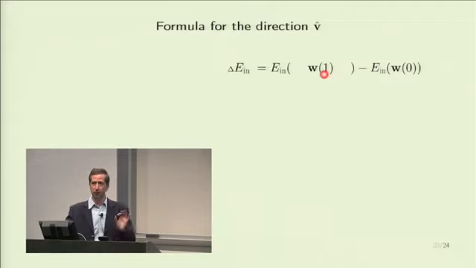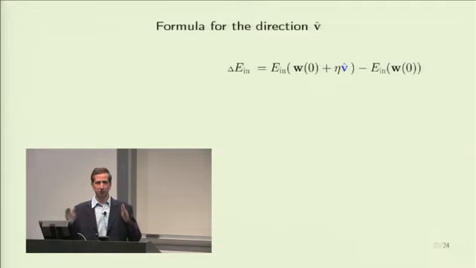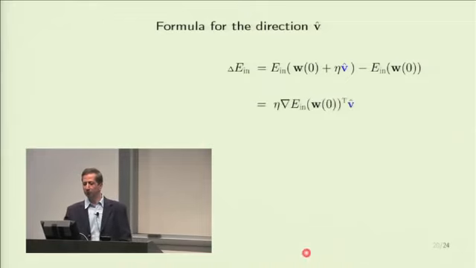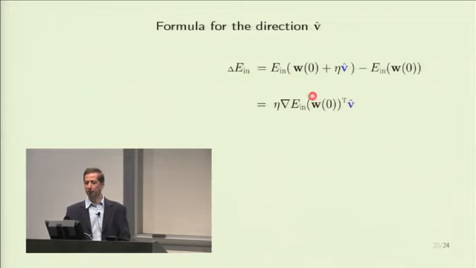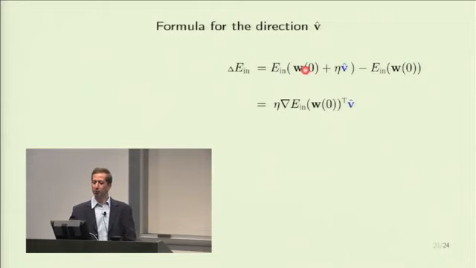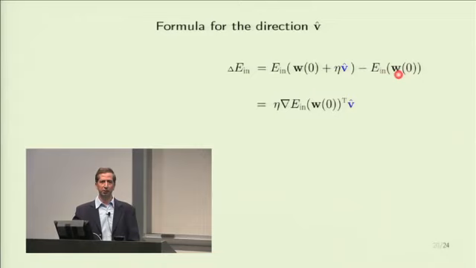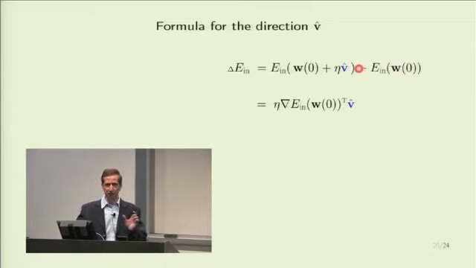But W1 is not free. It's dictated by the method, and it has the very specific form that it is the original guy plus the move I made. So this is what I would like to make as small as possible. Now, I can write this down using the Taylor series expansion with one term. This is E of the original point plus a move minus E of the original point. That would also be the derivative times the difference, right?